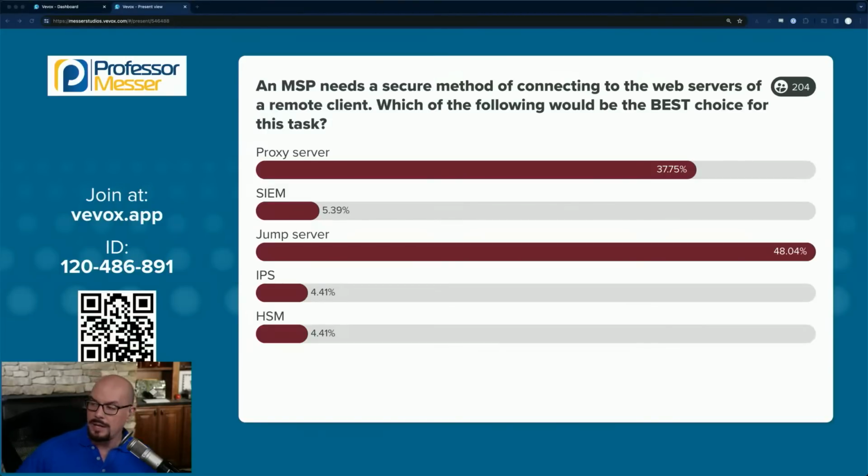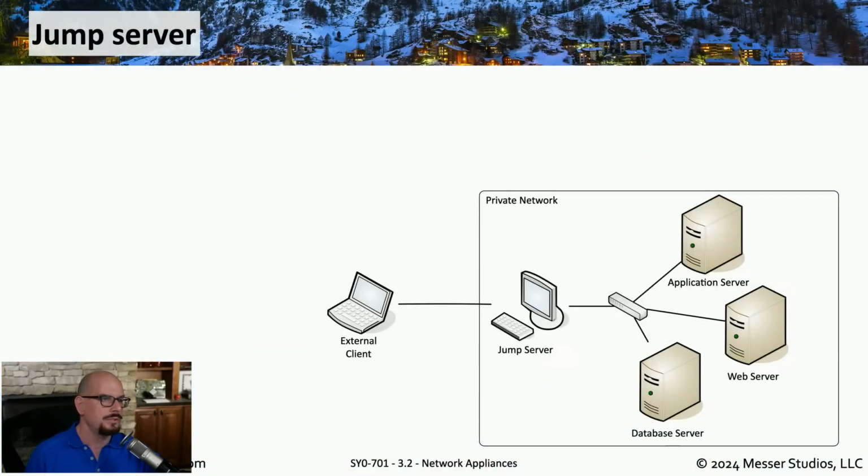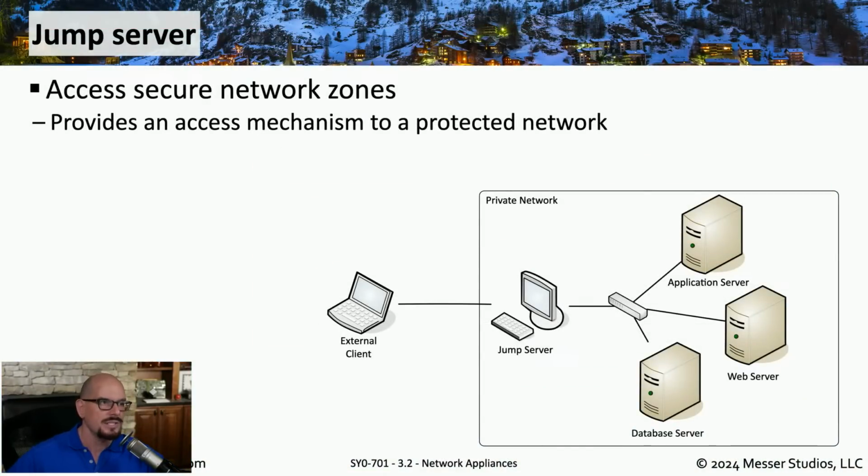And if you are working with an MSP, then you are probably very familiar with a jump server. Jump servers are devices that sit on the outside of the network. So our private network is here on the right side. You can see there are a number of servers on the inside: application servers, web servers, database servers, and a jump server. And if you are an external client, there's probably a little pinhole in the firewall. There is a rule that allows us to access one device on the inside of that network.